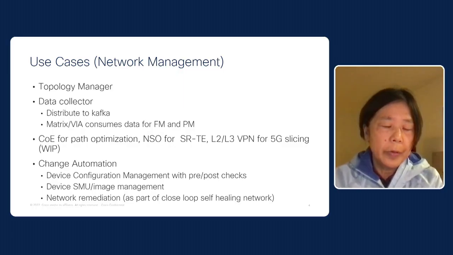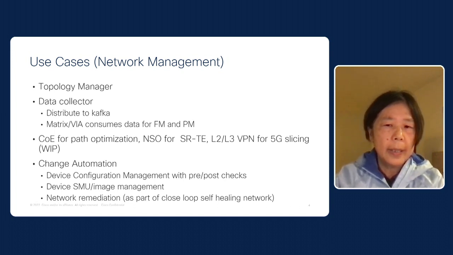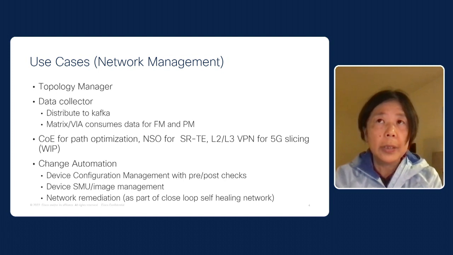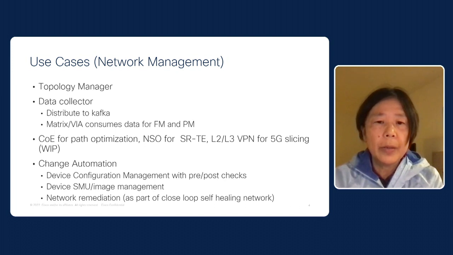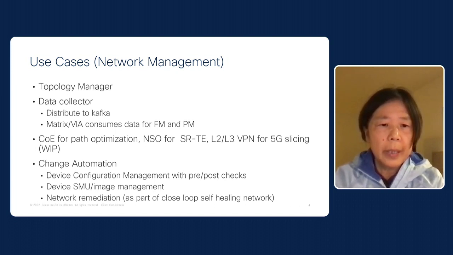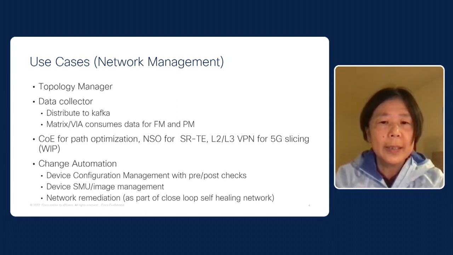This part is for the CNC use cases. We provide a topology view of the network as the topology manager. And then CDG plays as a data collector. Our goal is to have 35K devices managed. So we actually deployed about 72 CDGs in 3 different regions and in different availability zones.